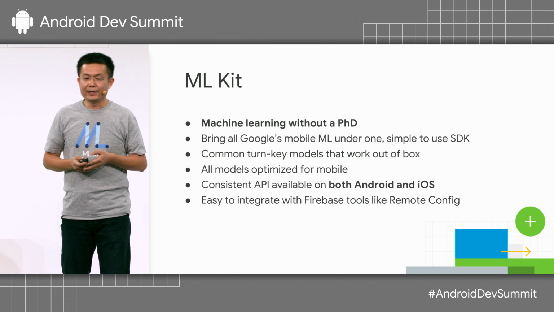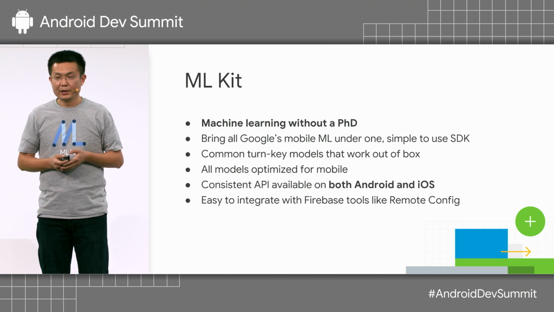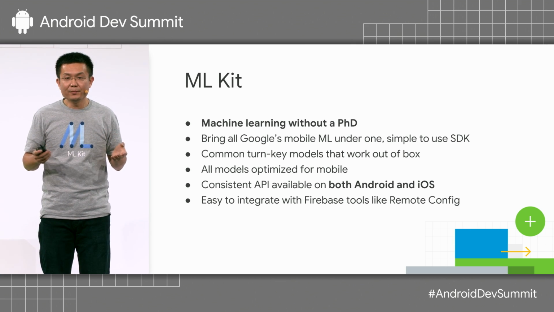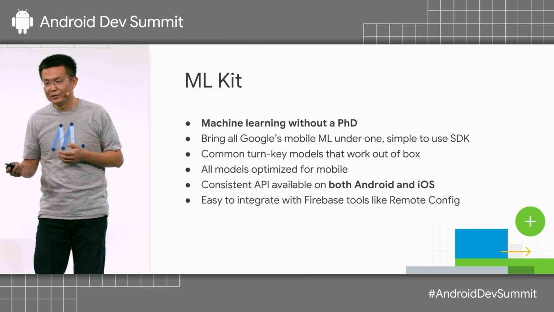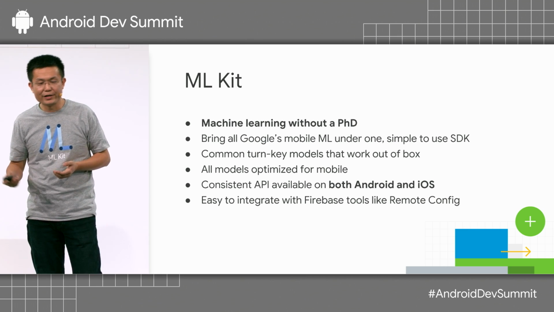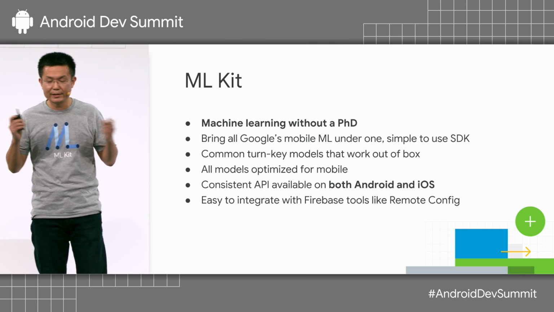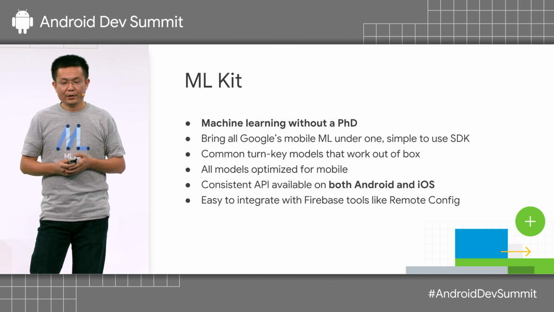ML Kit is aimed at making machine learning easy for mobile developers. Just because you want to use machine learning on mobile, it does not mean you need to worry about collecting data, building models, training, model compression, optimization, hosting, deployment, downloading models, all this headache. ML Kit will take care of all this for you.